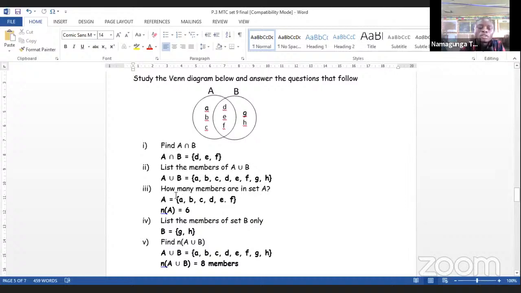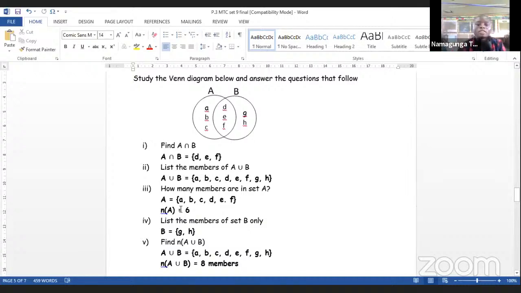So first of all, we go and get the members that are found in set A. I told you members of set A we have A, B, C, D, E, and F. So now we go and check how many members are in set A.